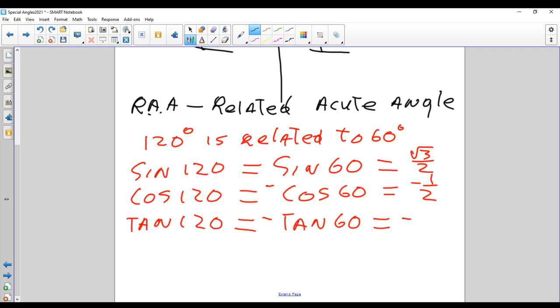What's the tangent of 60 again? Look it up in the chart. I don't remember it, by the way. I'm just going to be honest with you. I don't memorize these things. I go and I use my triangle and I figure it out. Yes. Negative root 3.